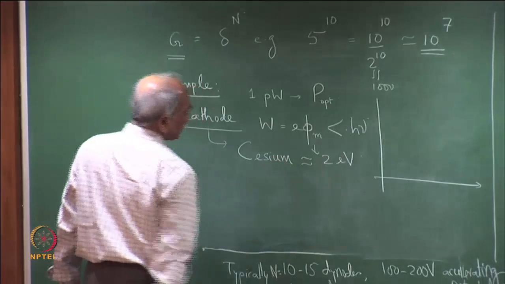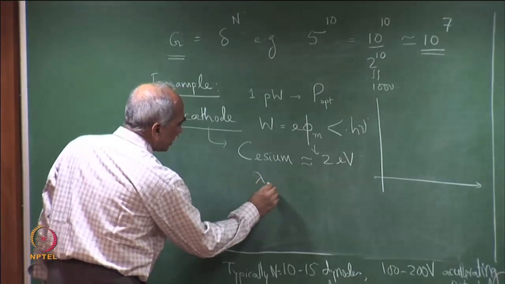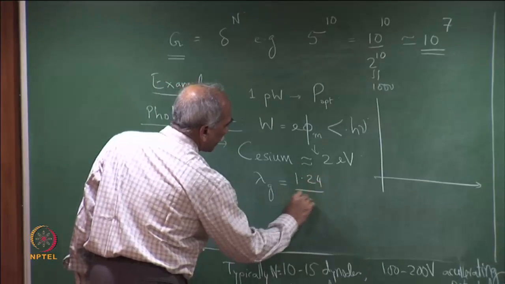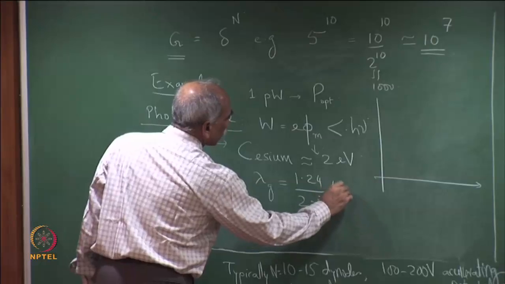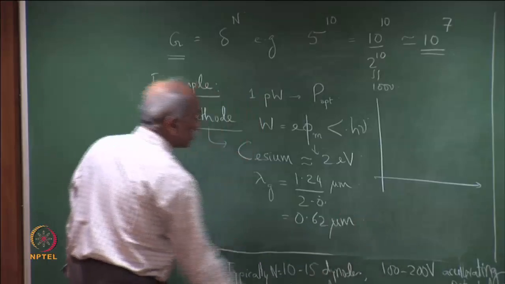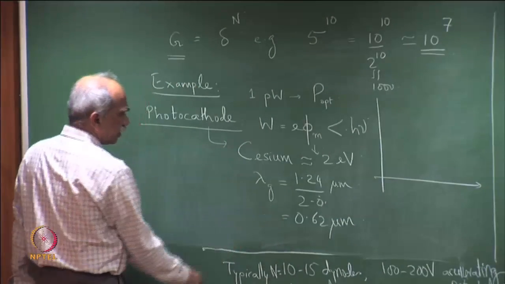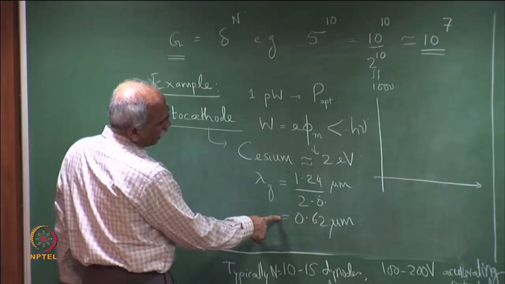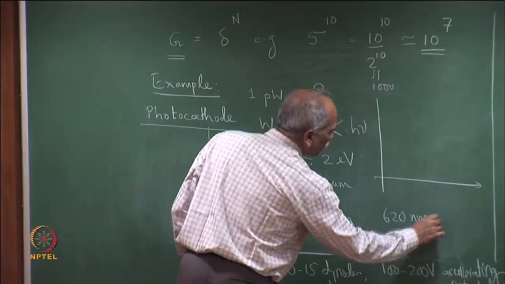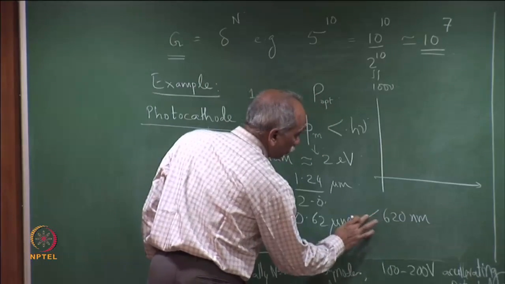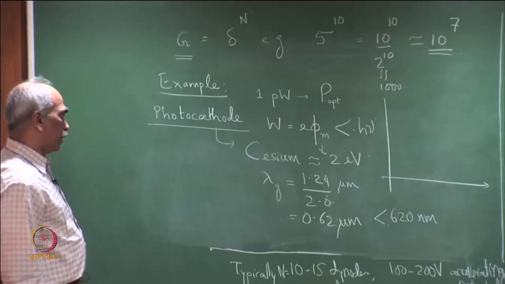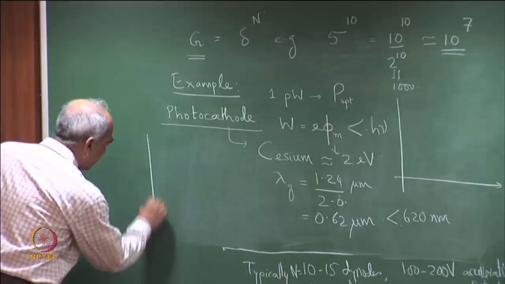So, for cesium at about 2 eV, the corresponding wavelength is 1.24 divided by 2 eV micrometer, which is 0.62 micrometer. This means that light with wavelength 620 nanometer or less can be detected using this. So indeed, the responsivity.